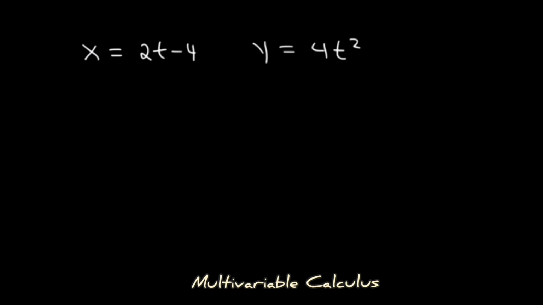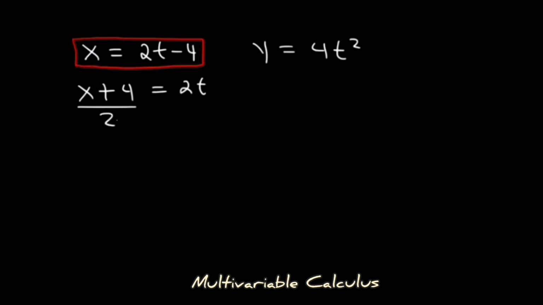Well, let's start with the first equation. X is equal to 2t minus 4. What I like to do is solve for t in that equation. So let's add 4 to both sides. So x plus 4 is equal to 2t. And then let's divide both sides by 2. So x plus 4 divided by 2 is equal to t. Now what we're going to do is replace t in this equation with x plus 4 over 2. And that's how we can get y in terms of x.